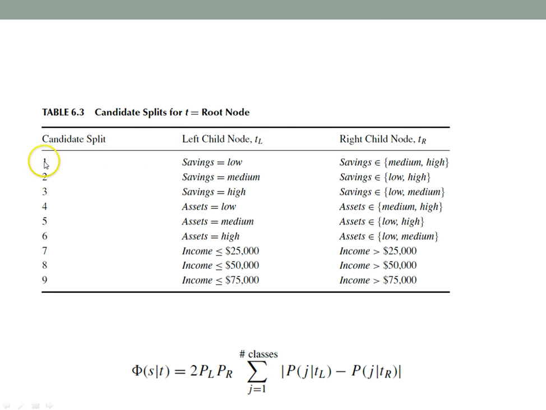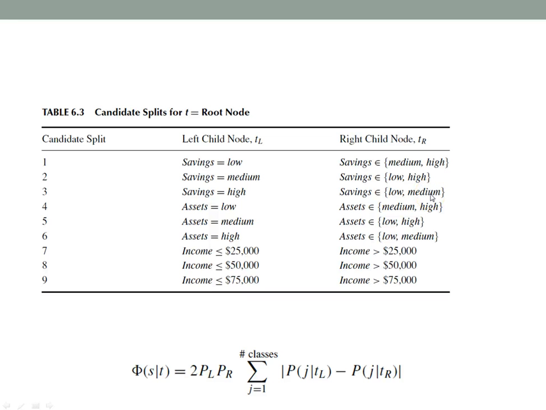Here's what they mean by candidate splits. The question is, we could split with savings, and savings can be low for the left side, and for the right side, we would split medium and high. Remember, savings actually has three possible values, but we're going to make a binary split out of it, so what do we have to do? We have to group two of them into one branch, and one of them into the other branch. So one way is to have the left child node be low, and the other side be medium and high. Or we could have the left child node be medium, and the right side be low and high. Or we could have this one be high, and the other be low and medium. That makes sense?